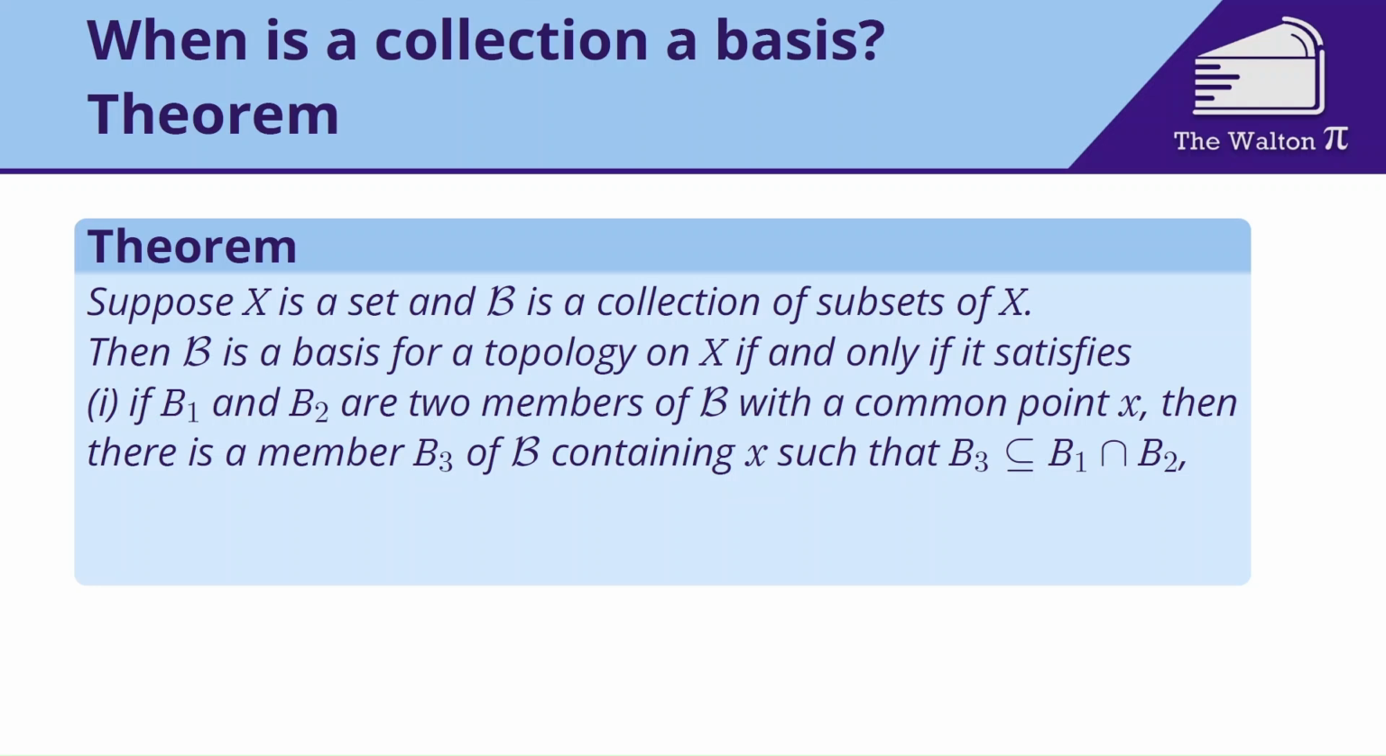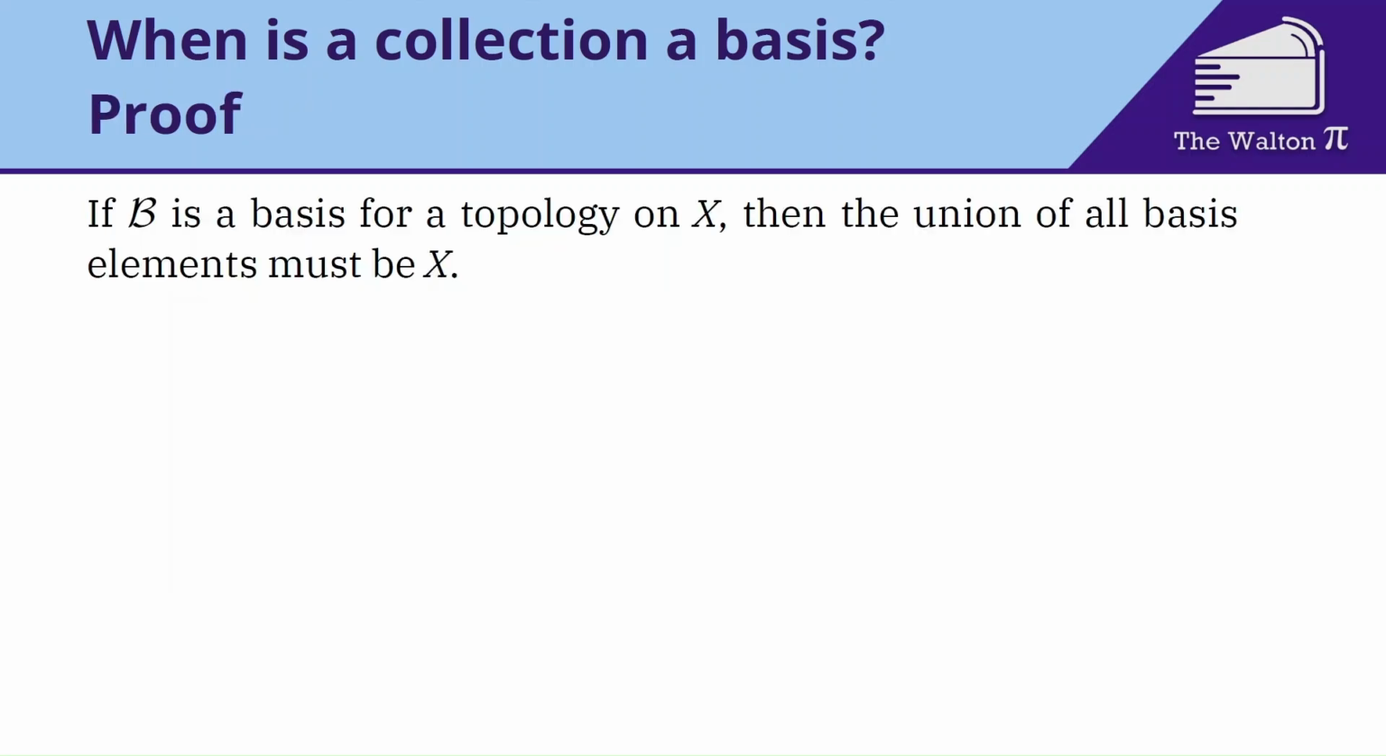First, if B1 and B2 are two members of our collection with a common point x, then there is going to be a member of our collection, call it B3, which also contains x, and B3 is a subset of B1 intersect B2. And two, the union of all elements of our collection B is X. If B satisfies those two properties, then it's going to be a basis. Let's go through a proof.